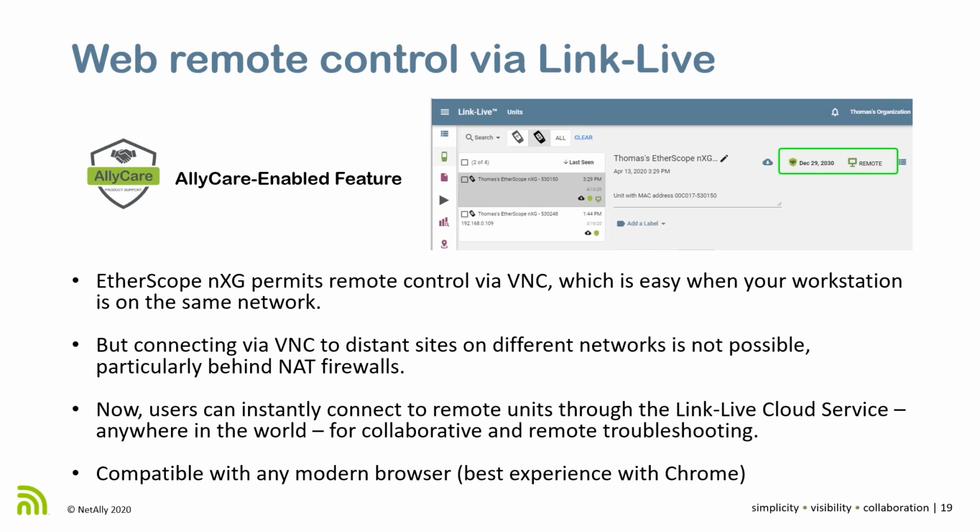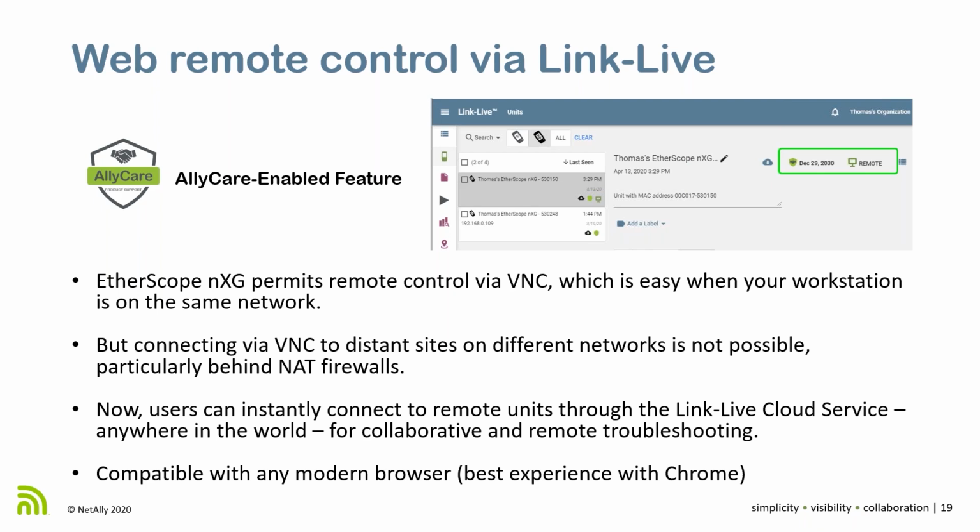Now, we've always had the capability to control EtherScope through VNC, which is great, works when your workstation is on the same network or you've got a route to talk to that EtherScope in your network, but it's just not possible to connect to an EtherScope at distant sites if you're not on the same network, such as being here at home, connecting through a wireless router that's providing NAT for me.